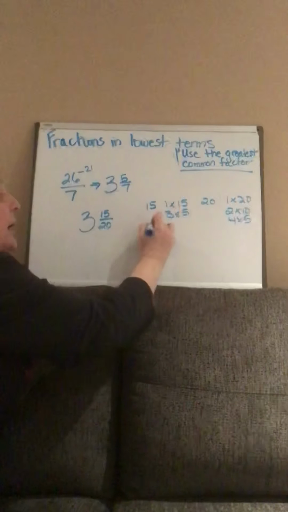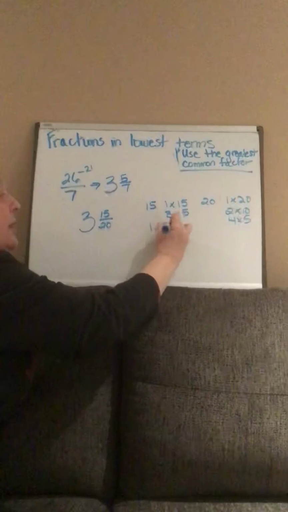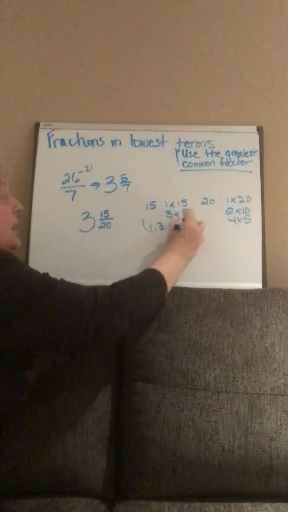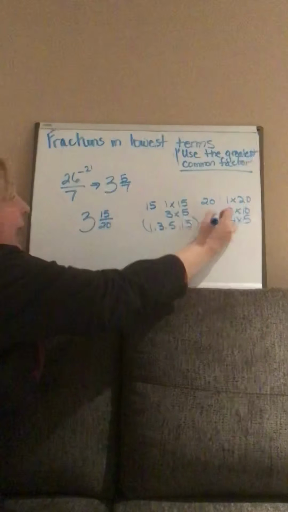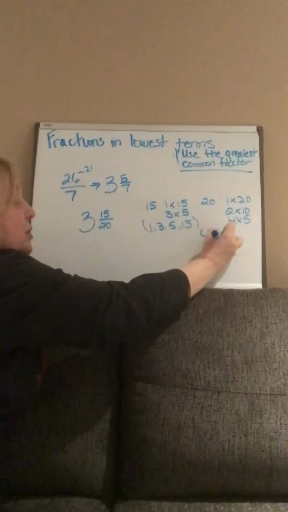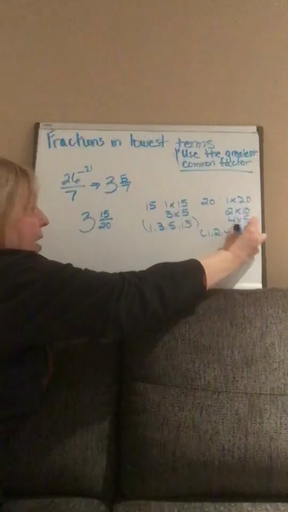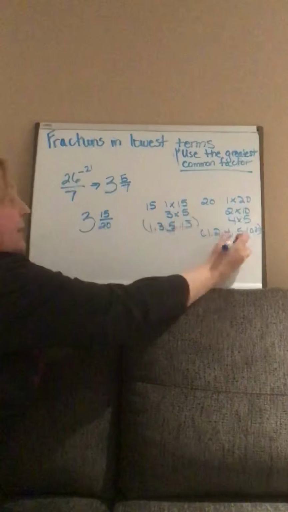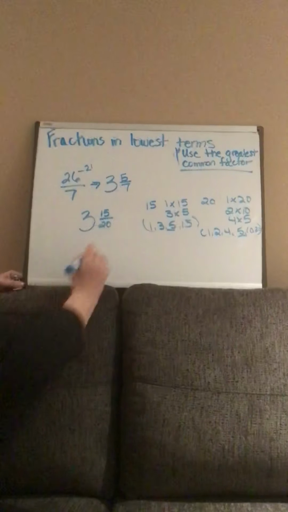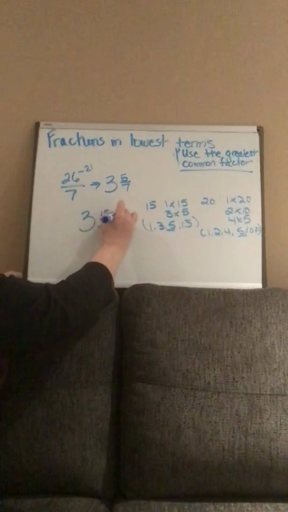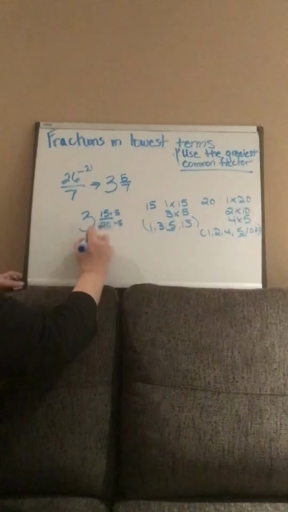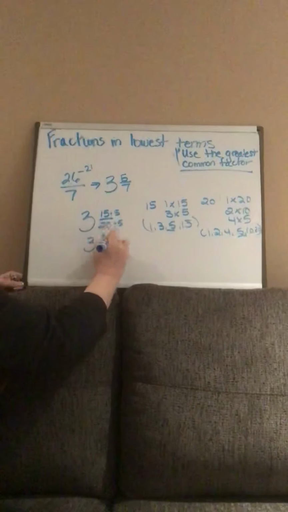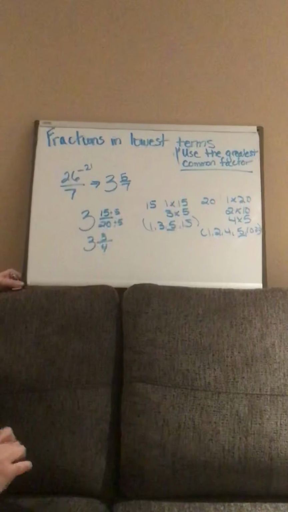Do my smile. Here I have 1, 3, 5, 15. Here I have 1, 2, 4, 5, 10, 20. I see that 5 is my greatest common factor. I'm going to divide top and bottom by 5. So I get 3 and 3/4.